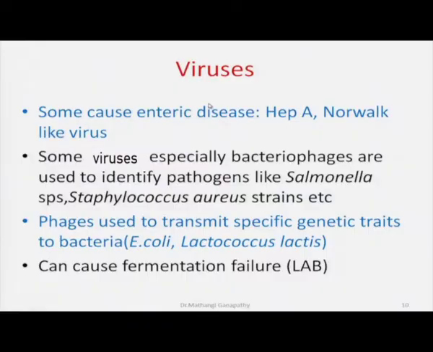Now, the first are going to be the viruses. Foodborne viruses, for example, hepatitis A, Norwalk-like virus, etc., can cause gastrointestinal diseases. So this is a negative aspect. But some viruses can be used to identify a particular foodborne bacterial pathogen like Salmonella, Staphylococcus aureus strains, etc. Remember, a virus inhabits only a living cell.